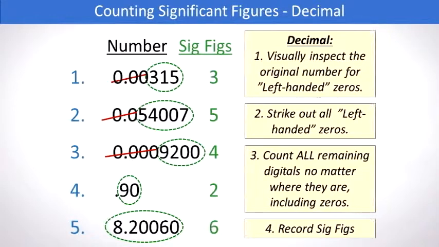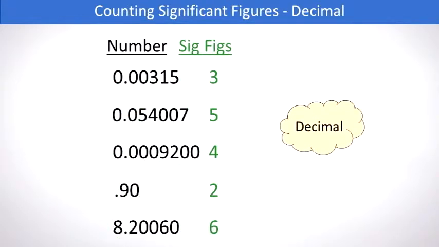Notice that many of these significant figures have zeros in them, meaning that these zeros are indeed significant. And this is what our final tally or report would look like for these left-handed zero numbers.